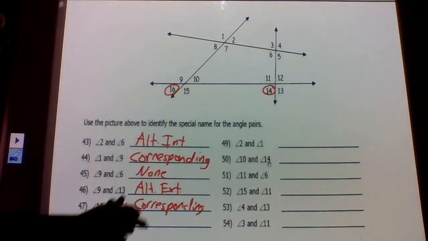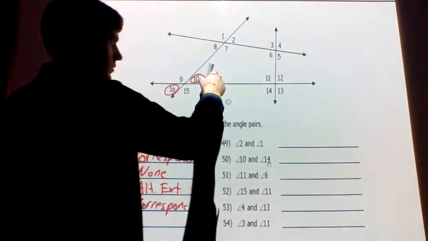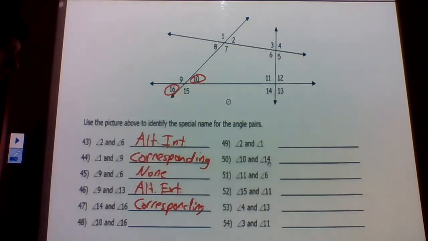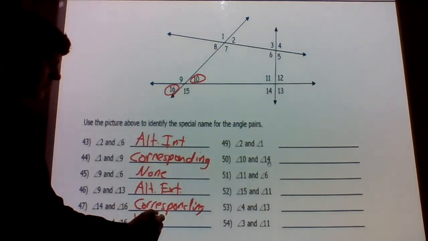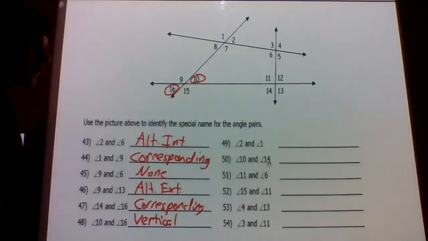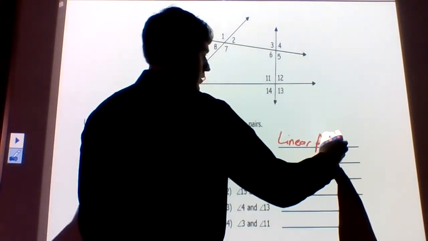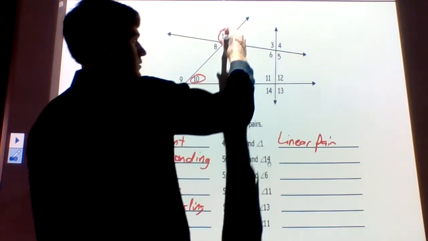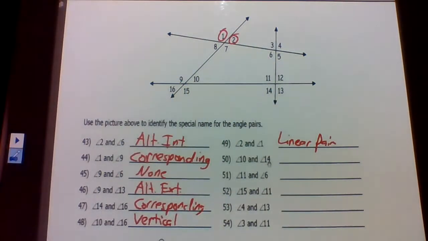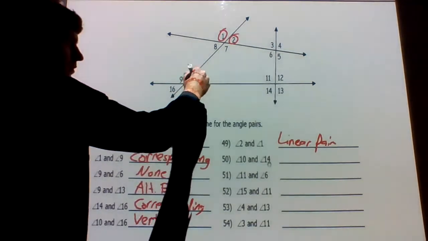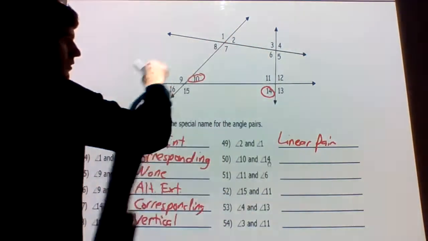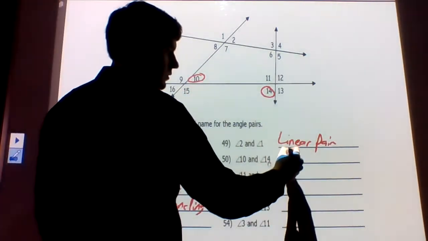10 and 16 are vertical, and they share the same vertex, so it's either vertical or linear. They're across from each other, so it's vertical. Okay, 2 and 1 are a linear pair. They share the same vertex. They're right next to each other, same intersection point. They're going to be a linear pair. Okay, 10 and 14. These are on alternate sides of the transversal, and they're in between the two lines, so that's alternate interior.